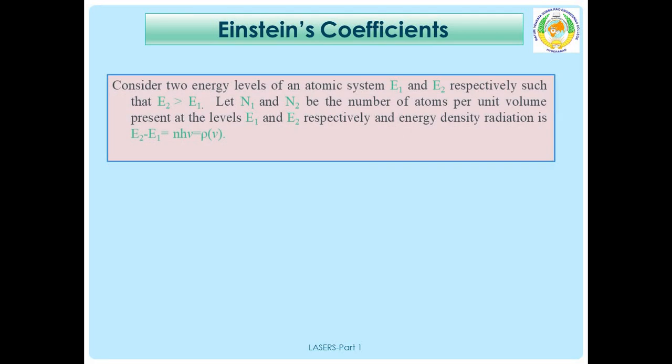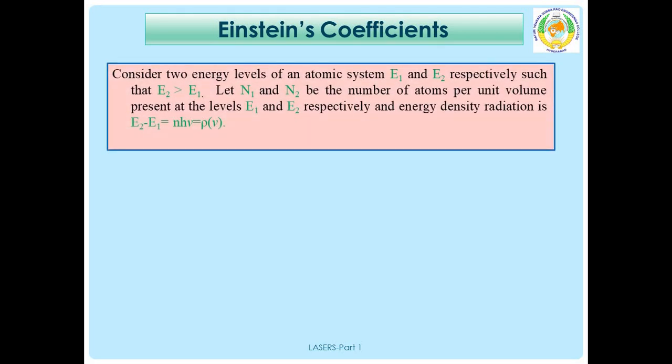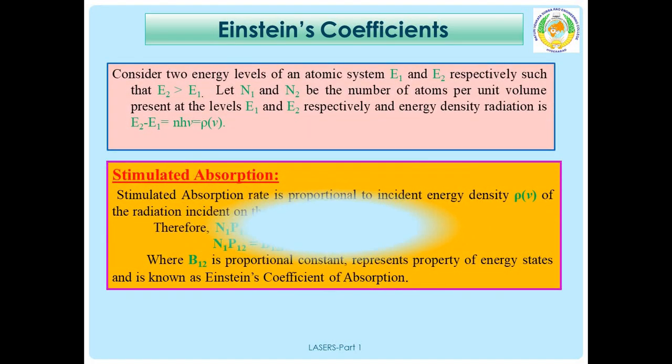Okay, and now we will talk about some mathematics here. So E1 is the ground state, E2 is the excited state. Okay, so that means what? E2 is greater than E1. Now let us say N1, we will denote it as the number of atoms per unit volume present at the level E1, and let us denote N2 as the number of atoms per unit volume present at the level E2.